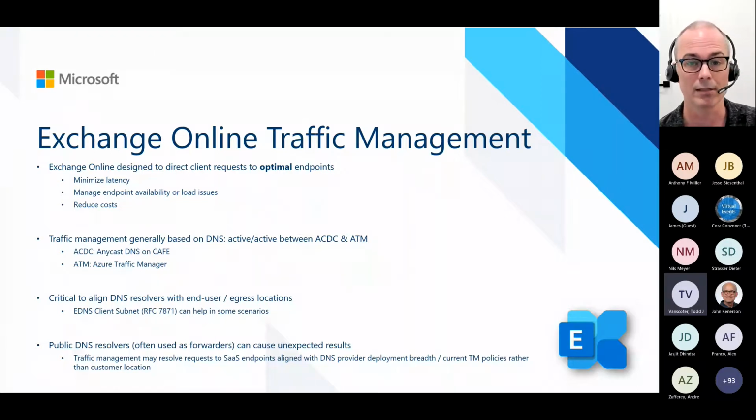And then we also have a component called ACDC, which is Anycast DNS on Cafe. And we're effectively using these. You could think about it sort of as a 50-50 split when you make a DNS request for one of our namespaces. Some of those requests are going to be handled by ATM, and some of them are going to be handled by ACDC. In general, you're going to get effectively the same result, but we want to make sure that if there is an ACDC outage or if there is an ATM outage, that one of those solutions can take over. Both of those solutions use the inbound DNS request as a signal of where the end user is.